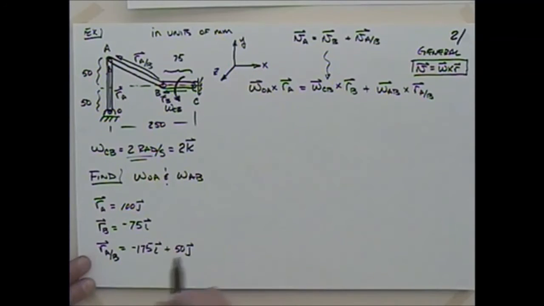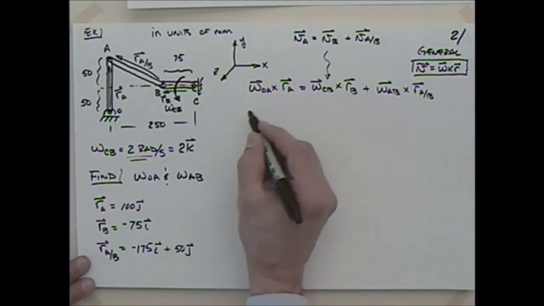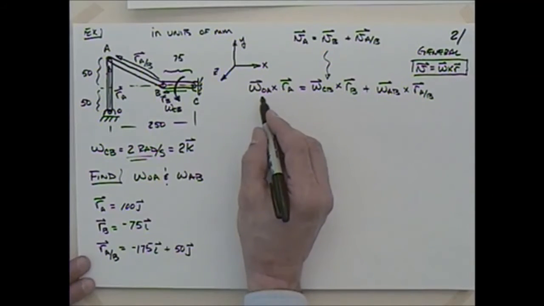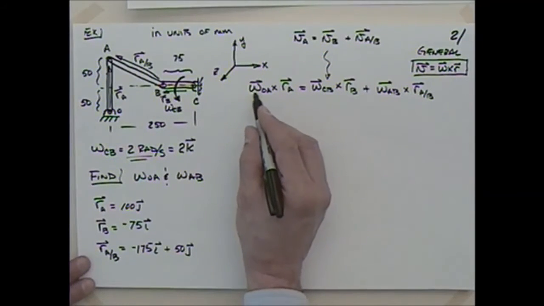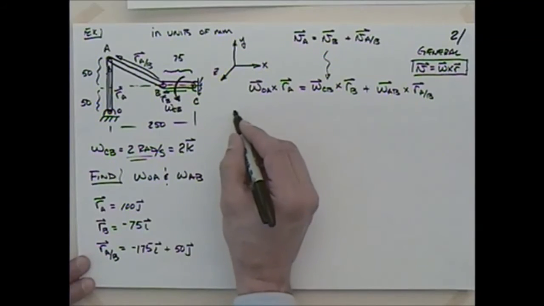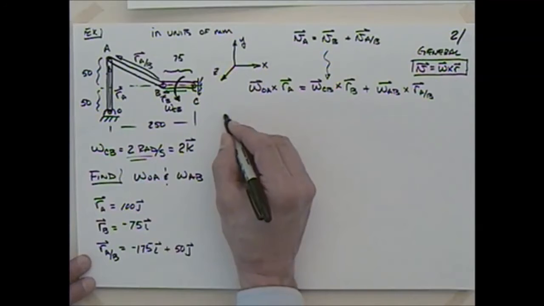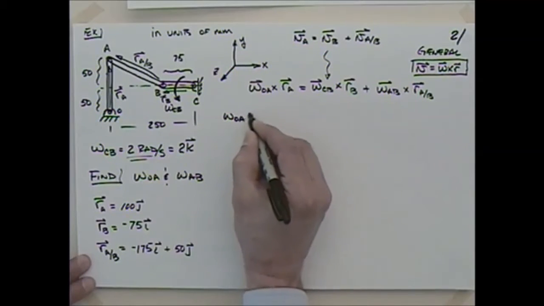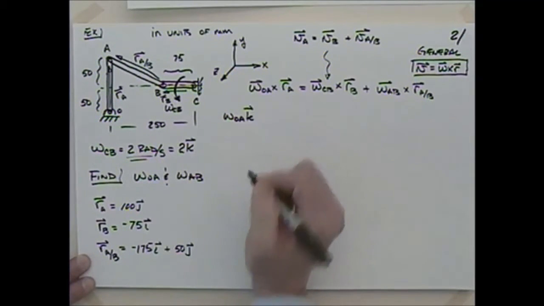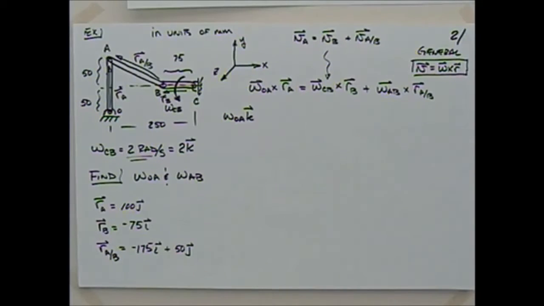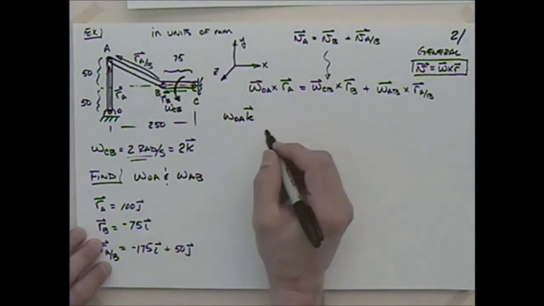So let me go ahead and go through this. Omega OA, that's something that we're looking for, right? But why don't I go ahead and assume that it's going to be in the Z direction. Is that okay? So I'm going to say that I have omega OA in the K direction. I'll just assume positive Z. If I've assumed wrong, what will happen? I get a negative sign, don't I? But I'm going to assume that it's in the Z direction.